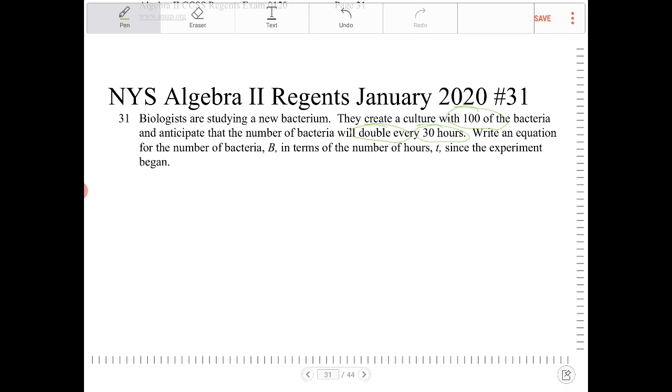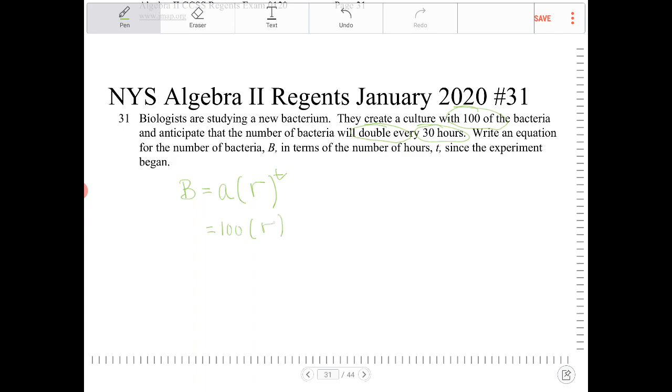So, and they want us to use a letter B here, so I have B is equal to some starting value, which I'm going to call A, and this is going to definitely be geometric or exponential, so I'm going to use the base here. I'm going to call that R raised to the T. And I know that the starting is 100, so that's the leading coefficient.